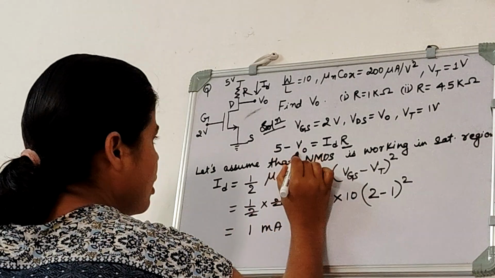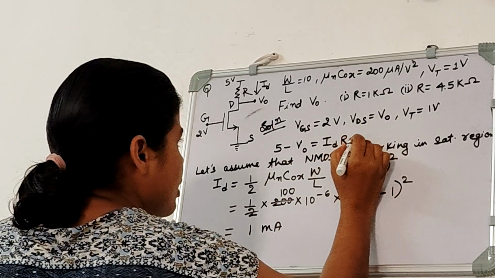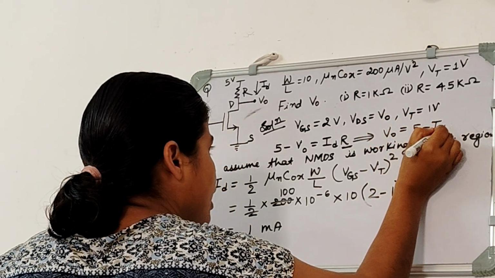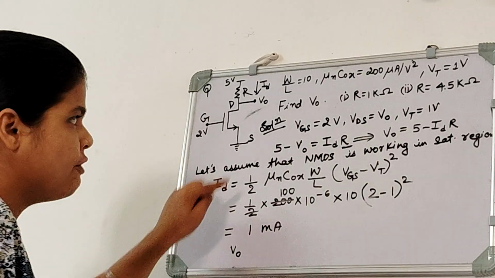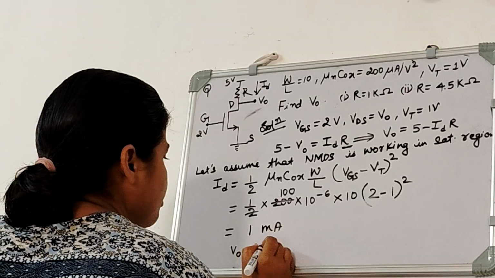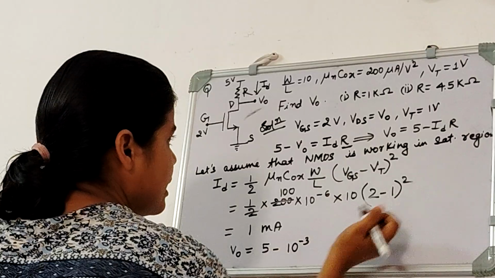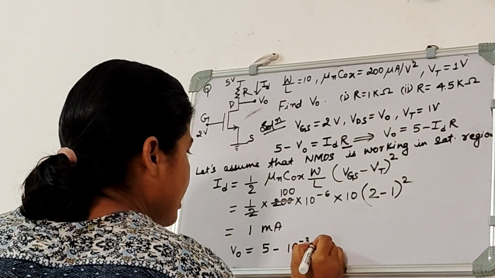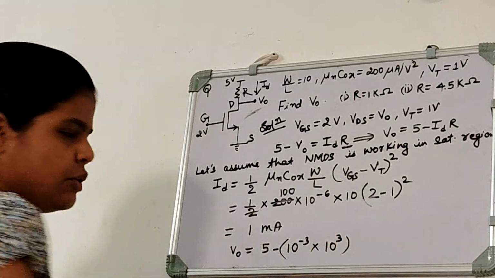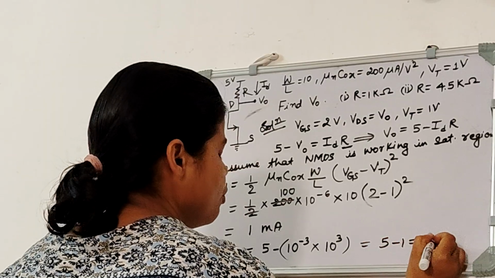So what will be our output voltage using this equation? From here we can write that V0 equals 5 minus ID into R. Now we are solving for the first one, R equal to 1 kilo. So putting the value of ID as 1 milliampere, that is 10 raised to power minus 3, and R, that is 1 kilo ohm, which we can write as 10 to the power 3. So 10 raised to power minus 3 into 10 raised to power 3 will be 1. So V0 will be 5 minus 1 equals 4 volt.